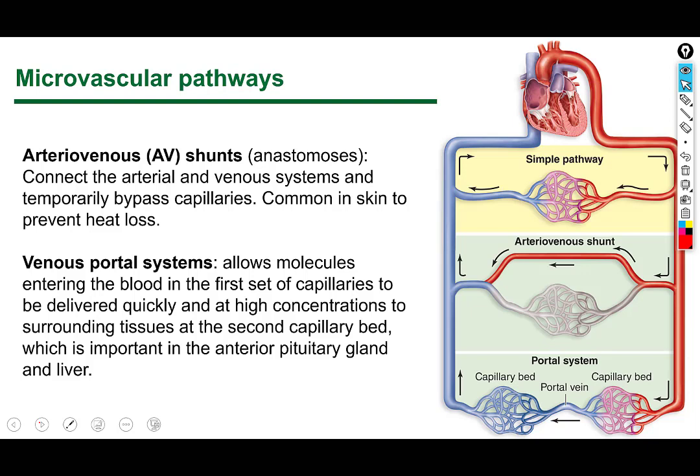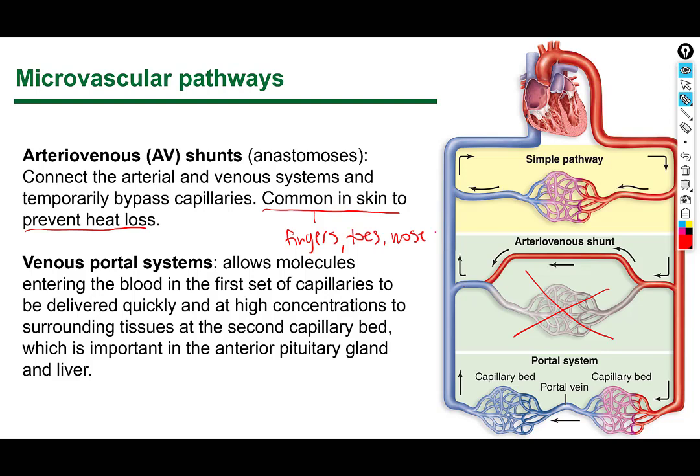One is the arteriovenous shunt. I mentioned these earlier. Basically, it's a bypass. You go around the capillary bed, and arterial blood just goes straight over into venous circulation. This is common in the skin, especially in the fingers and toes, and also the nose, to prevent heat loss. The more blood surface area you expose to the outside, the more heat you will lose to the outside.